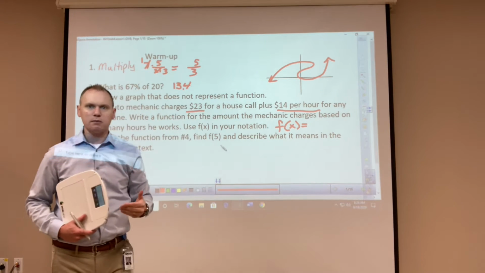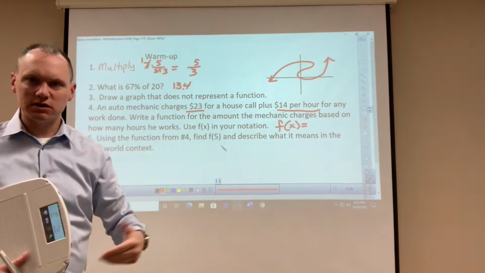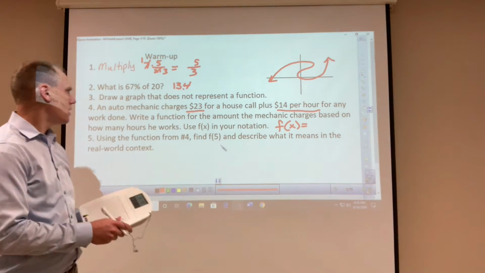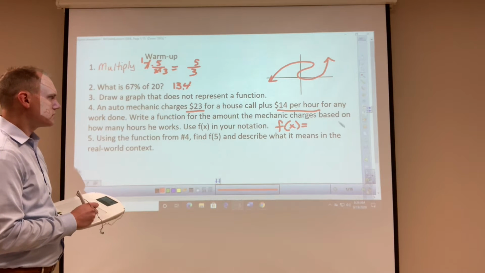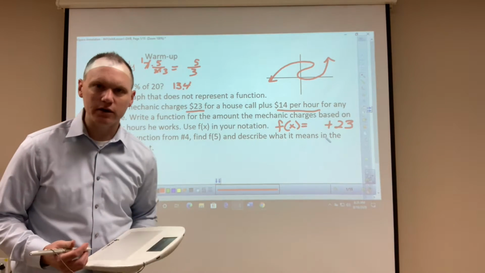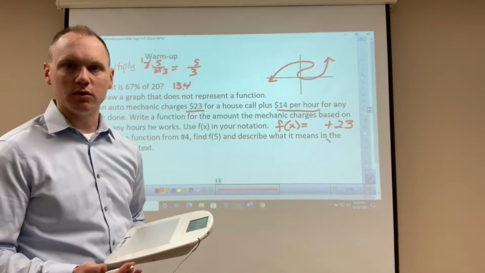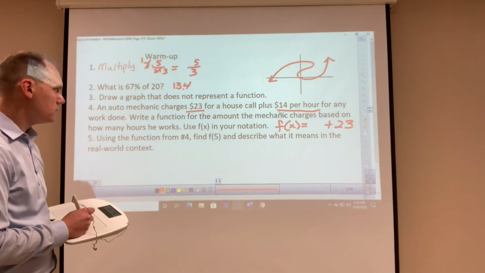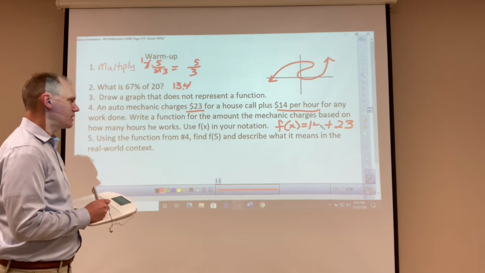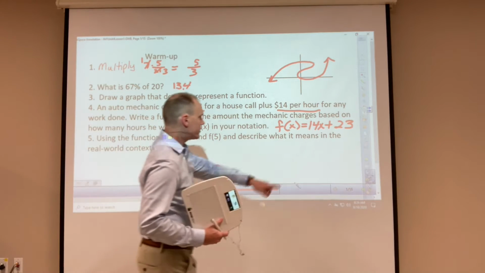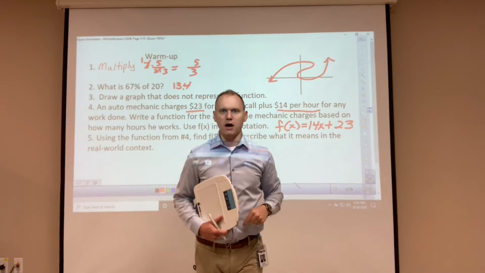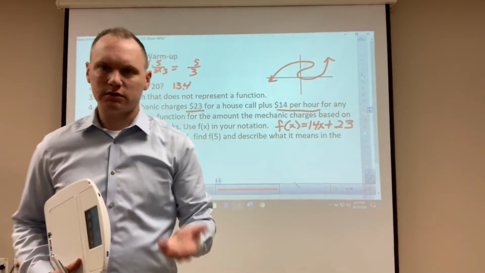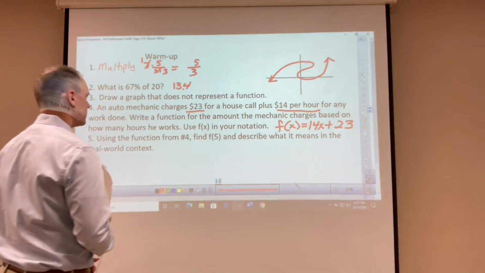23 for a house call, that's a one-time thing, right? It's not going to continue to do 23 every time we increase the number of hours. So 23 is our flat fee, or constant, or initial value. It's what is going to end up being the y-intercept in the graph. 14 per hour, so it's going to be 14 times x. So for every increase of 1 in the hours, we're going to go up 14 in the cost. All right, so that's the slope that we've talked about, and so that's our function there.